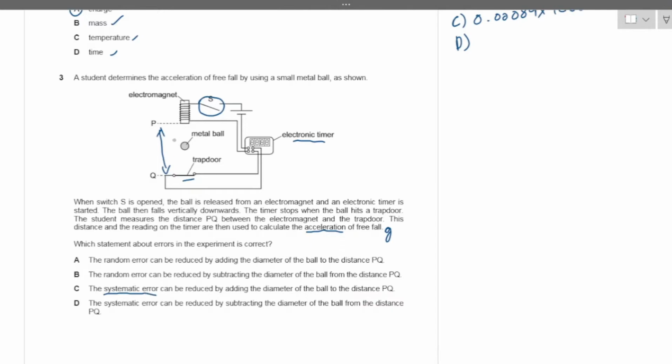If they would have said that there's a human hand being involved in this method, that means that there could be some random errors. But in this case, it could be a systematic error. So option A and B are automatically cancelled.